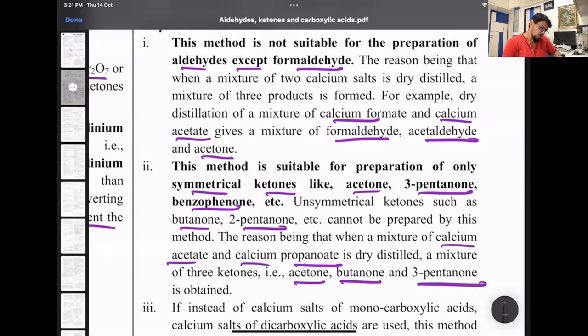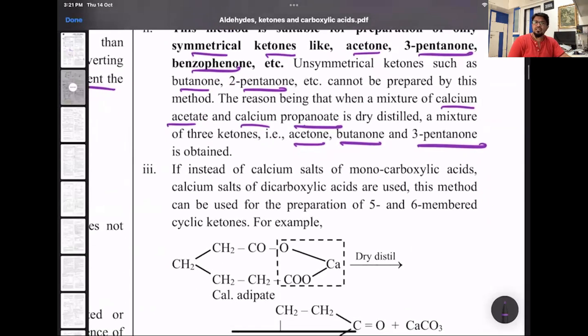Now this third point is an extra point with respect to MCQs. So I'm marking this important just for knowledge. Instead of calcium salts of monocarboxylic acid, meaning having only one COOH, suppose I take a calcium salt of dicarboxylic acid. Then by using the calcium salt of a dicarboxylic acid, you will get cyclic ketones, like calcium adipate. Calcium adipate is what we also call hexane dioic acid. It has got 2 COOH groups over there.